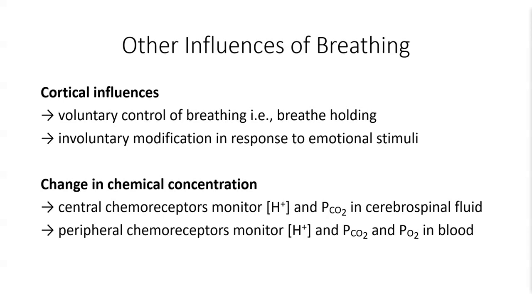We then have peripheral chemoreceptors. These are located in the arch of the aorta, as well as our common carotid vessels that run up either side of the neck. These are stimulated by, again, the hydrogen ion concentration in the blood, as well as the partial pressure of carbon dioxide and oxygen. But as I said, this time it's in the blood and not in the cerebrospinal fluid.